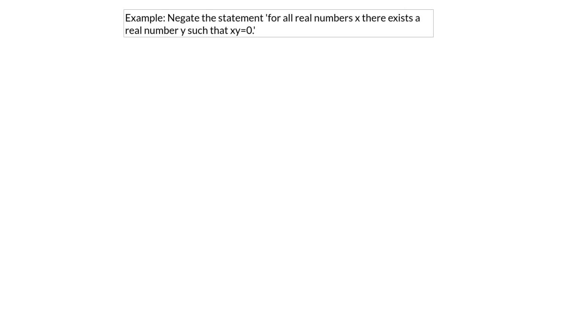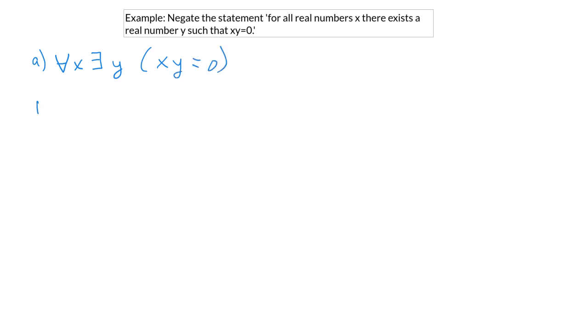This example asks us to negate the statement, for all real numbers x, there exists a real number y such that x times y equals 0. I'm going to do this in steps. The first step is to write this symbolically. So for all real numbers x says for all x, there exists a real number y, there exists a y such that x times y equals 0.